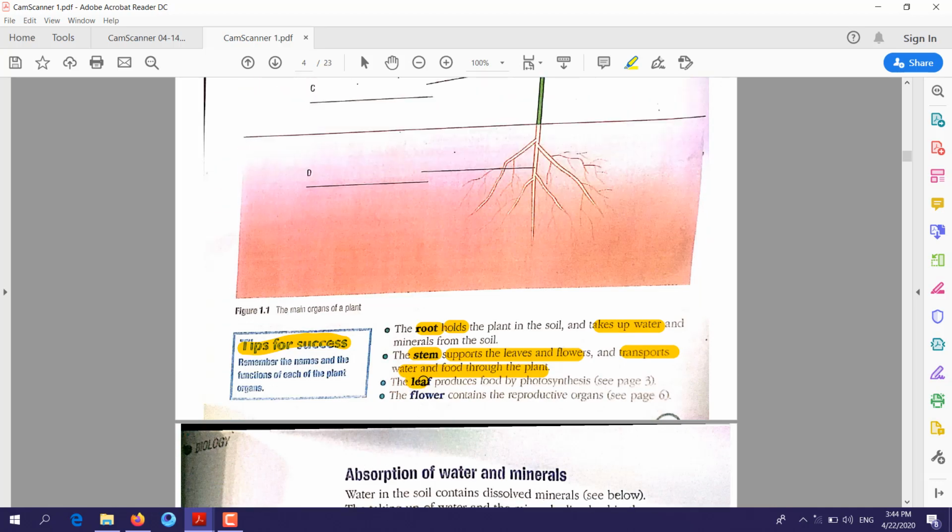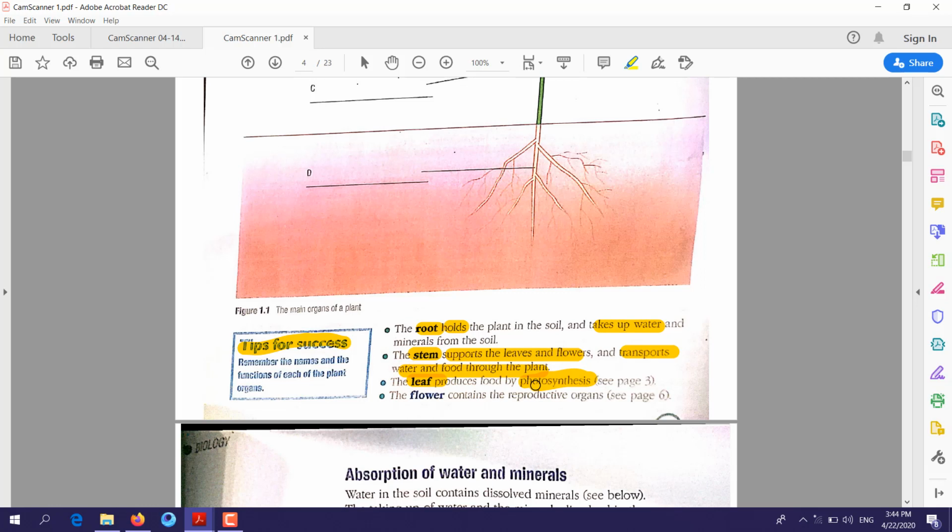Then, leaf. I just explained, we said the main function of leaves is to do photosynthesis. What is photosynthesis? The definition or explanation for photosynthesis is very important, because every year in the checkpoint, you'll have a question about photosynthesis. This question will either be, for example, give a definition for photosynthesis, or write the formula or the equation for photosynthesis.